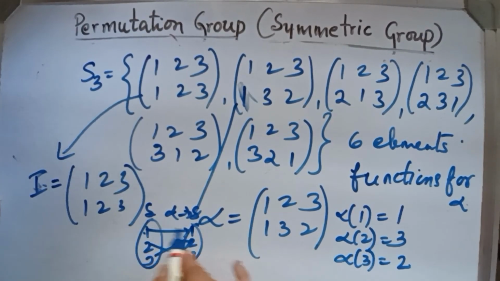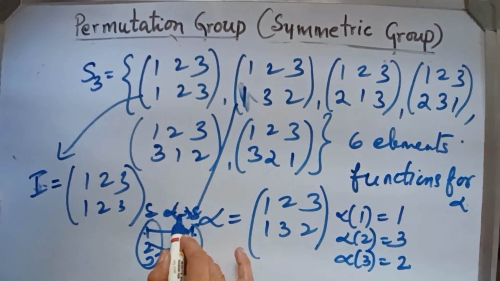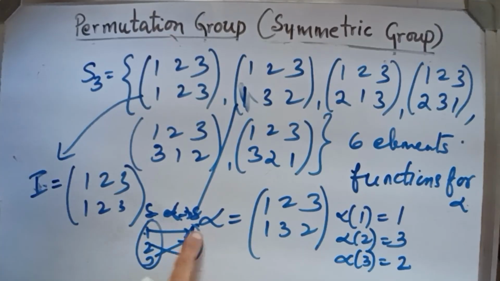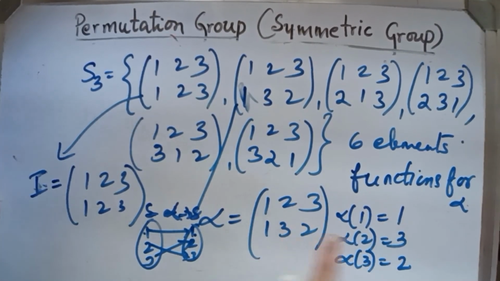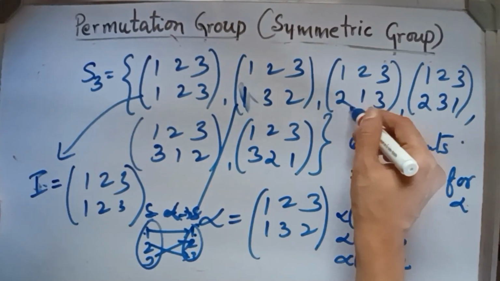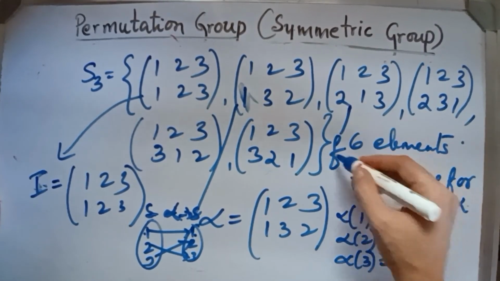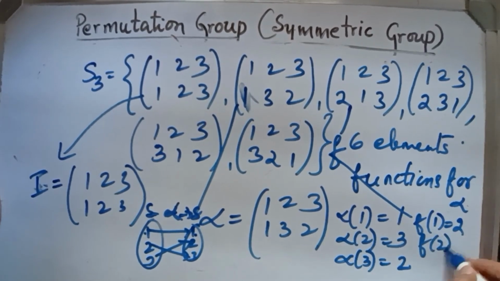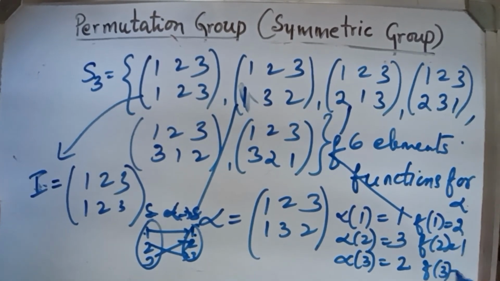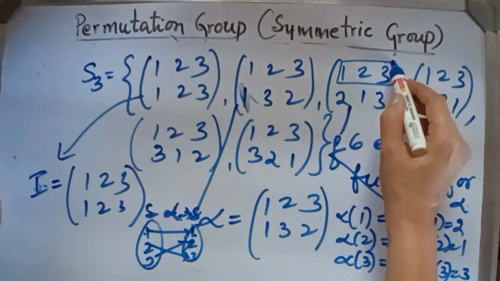So alpha of 1 equal to 1. For this function, this is the name of the function, input is 1, output is 1. So alpha of 1 is 1, alpha of 2 is 3, alpha of 3 is 2. So if you name this function as f, then you will have f of 1 equal to 2, f of 2 equal to 1, f of 3 equal to 3.